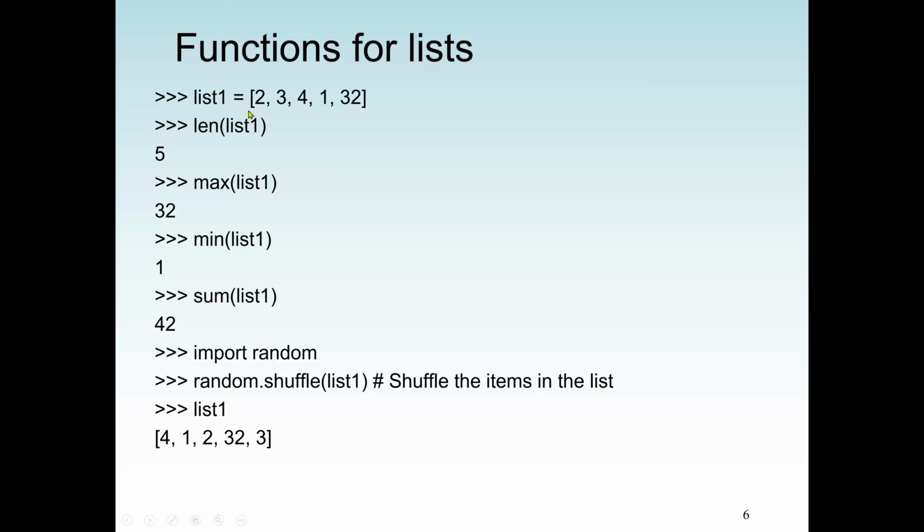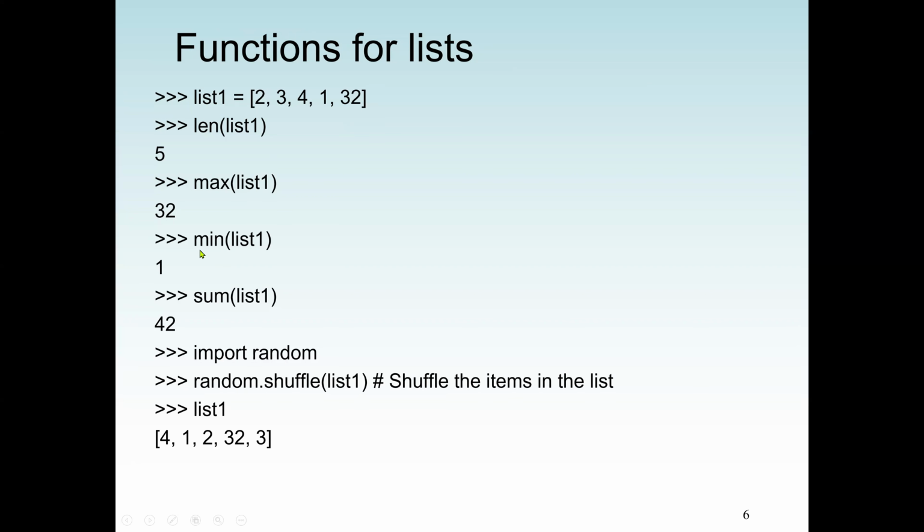So the first thing we have here, we create a list object called list1, and it has 5 values: 2, 3, 4, 1, 32. Now, if I call the method len with the argument of the list name, it will tell us how many items are in the list. So it's going to return 5. And same thing if I call the method max with the argument of the list name, it's going to return the maximum value in the list. So in this case, it will return 32.